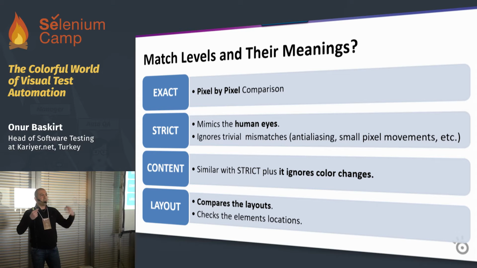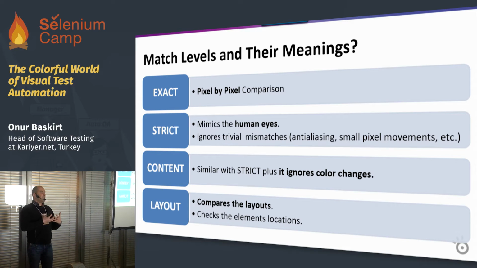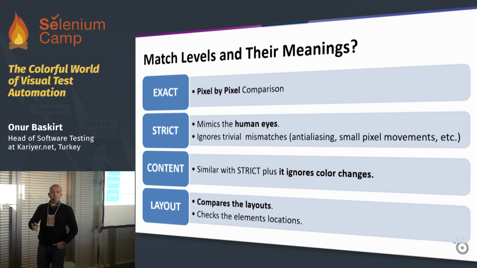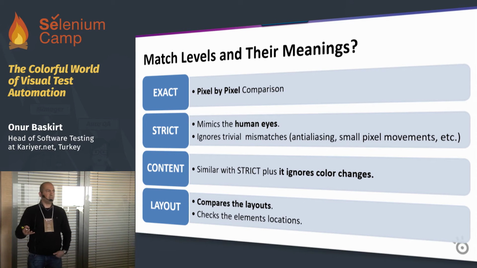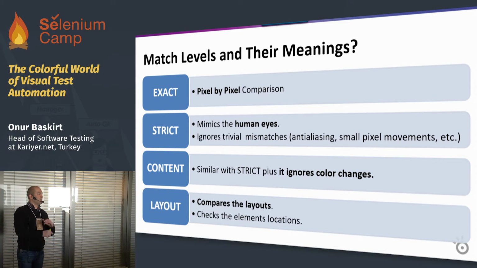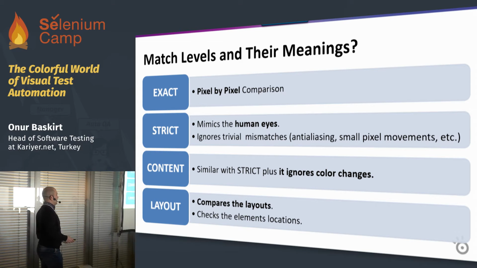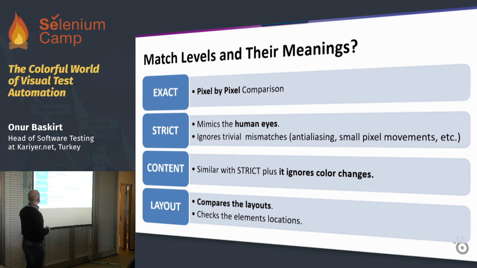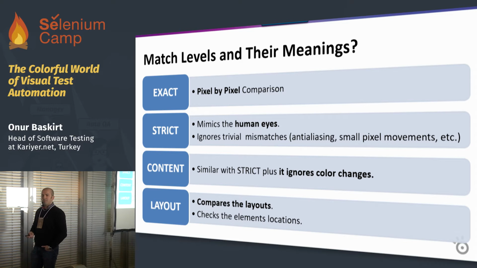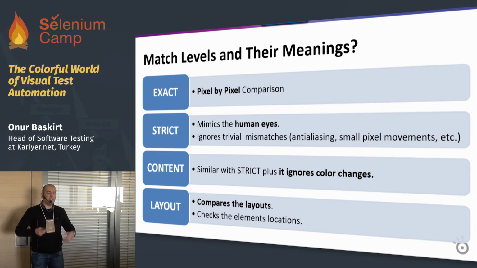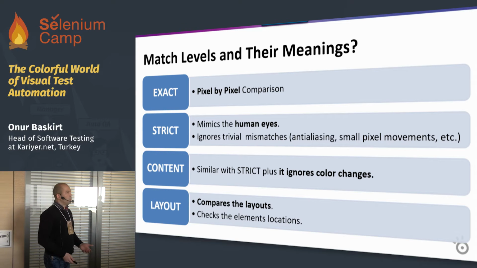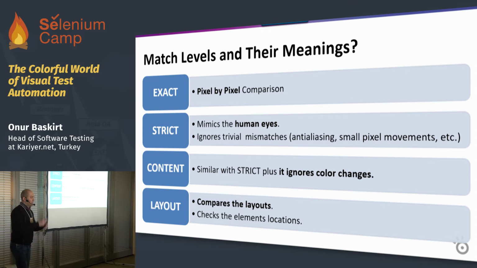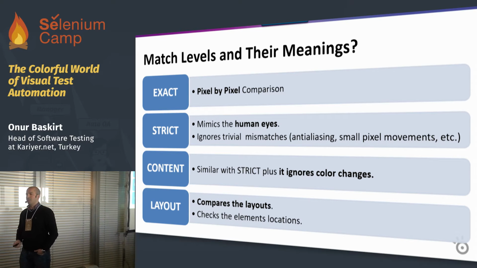And what are the match levels and their meaning? Exact means pixel by pixel comparison. Generally, we don't use exact because if you do use exact, you will get errors most of the time. Strict is a much more reasonable option because it mimics human eyes. It ignores small problems such as anti-aliasing, moving elements, and that kind of problems. Content is similar to strict match level, but the only difference is it also ignores color changes. And if you want to test your layout, you should use the layout option. It compares the skeleton of your website or mobile application.